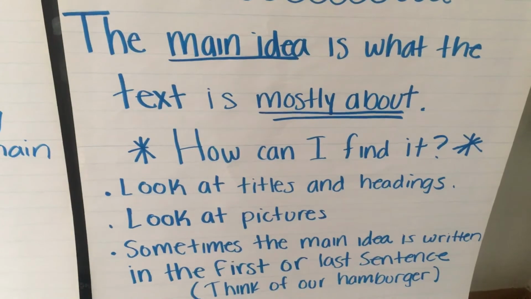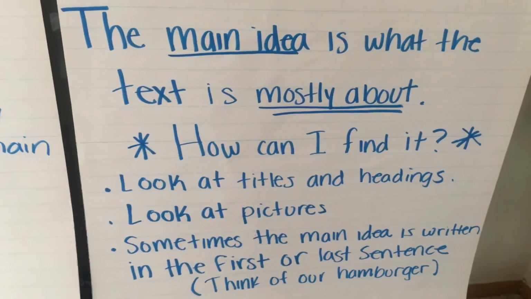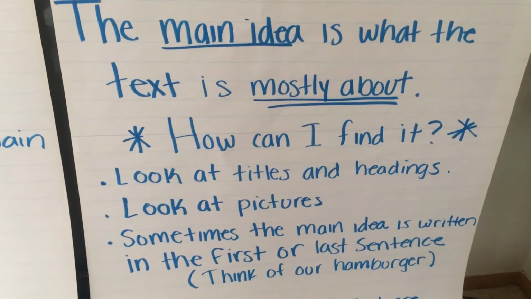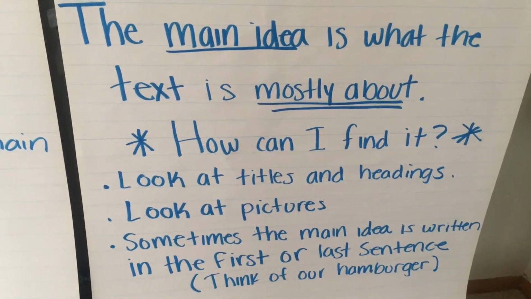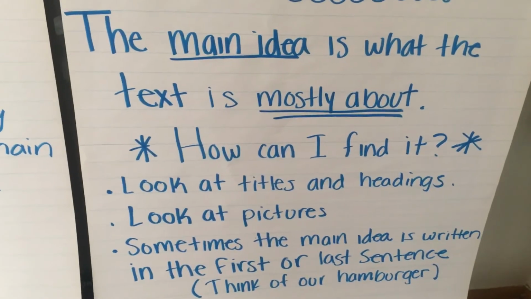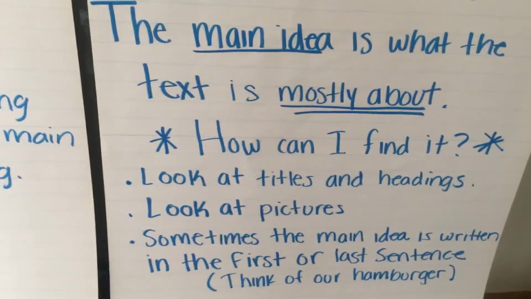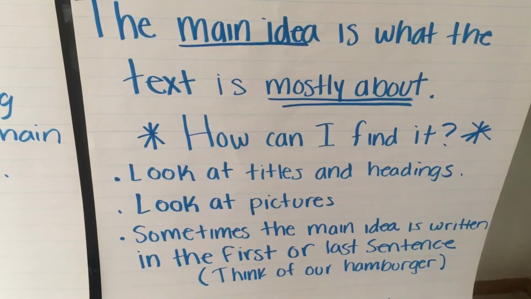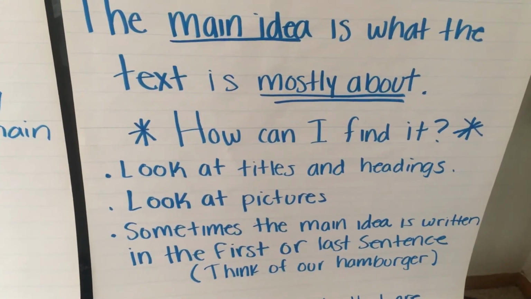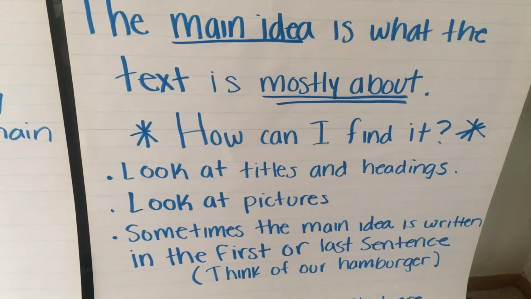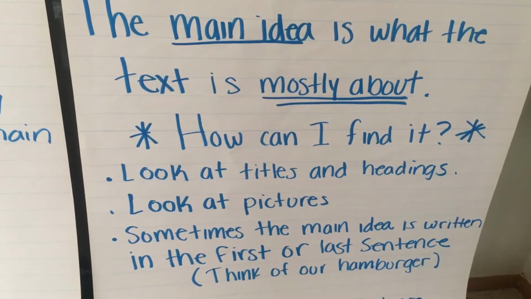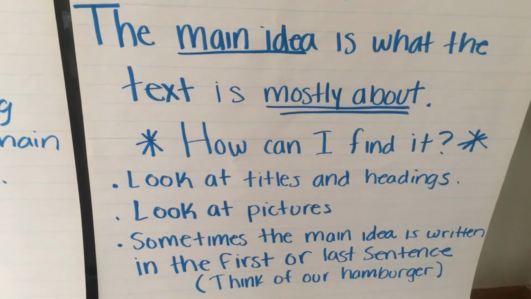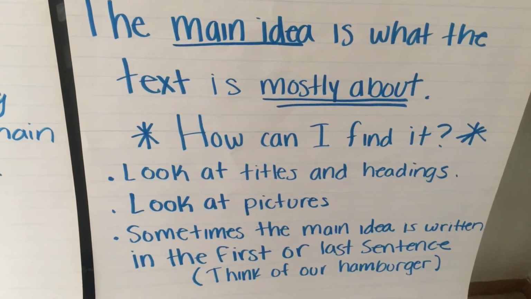The third thing that we can look at is sometimes the main idea is written in the first or last sentence. And now I want you to think of our hamburger. When we were working on creating a hamburger, as a paragraph, we always started off with a topic sentence. Remember that? And that topic sentence was usually what our paragraph was going to be all about. Well, you are a great writer, and like most writers, their main idea is usually also at the very, very first sentence, or it may be at the last sentence, meaning their conclusion. So that's always something good to take a look at.